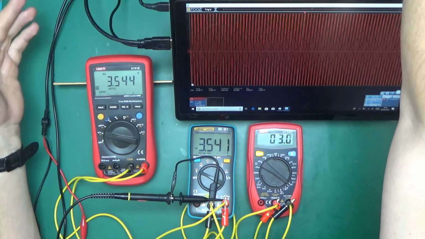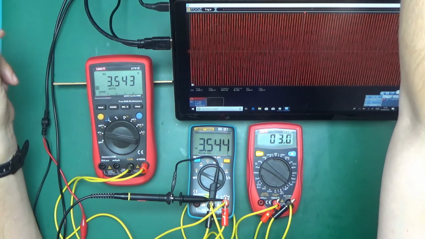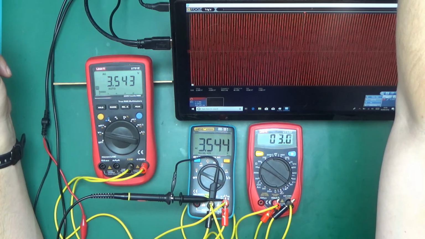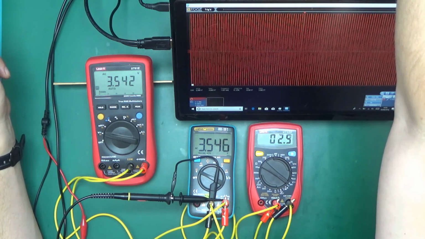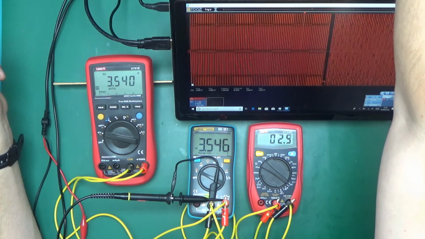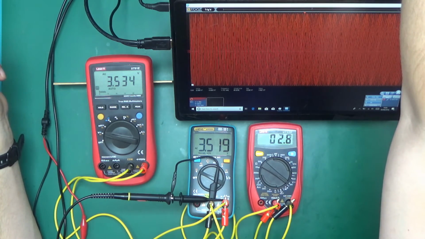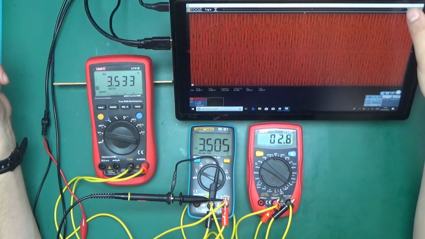True RMS meters are holding up a little bit higher. 950, still good. UT33D is half a volt out, so no good. That's 1.05 kilohertz, 1.15 kilohertz. No problem there whatsoever. I'll keep going. We are at 1.75 kilohertz, and you can see the waveform is getting really messy.